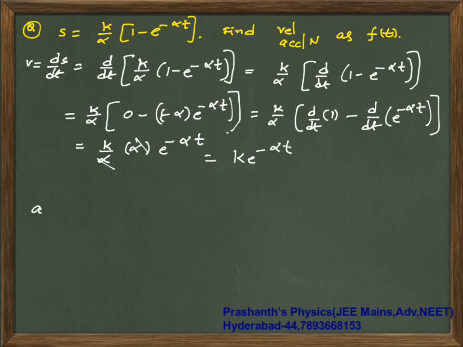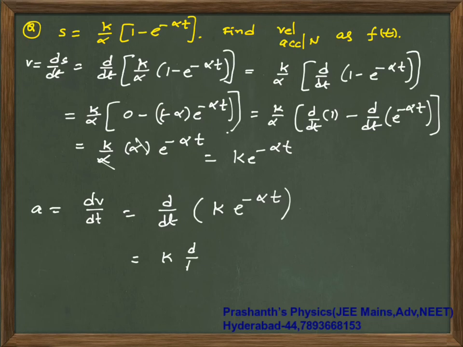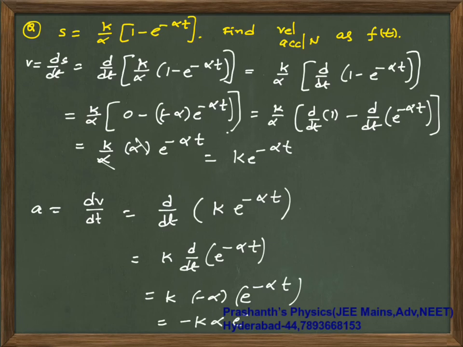So now your acceleration is dv by dt, that is equal to d by dt of k times e power minus alpha t, that is equal to k times d by dt of e power minus alpha t. So k times derivative of e power minus alpha t is minus alpha into e power minus alpha t. So you will get minus k alpha into e power minus alpha t to be your acceleration.